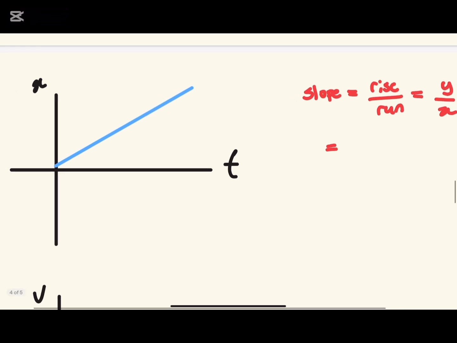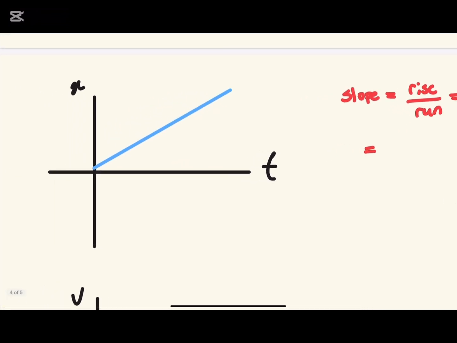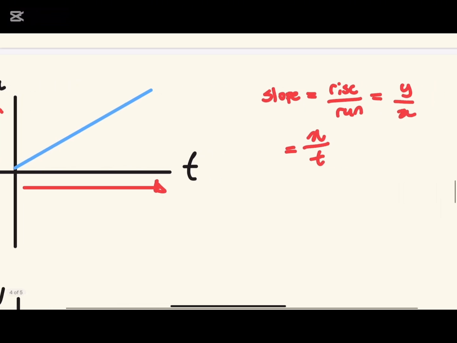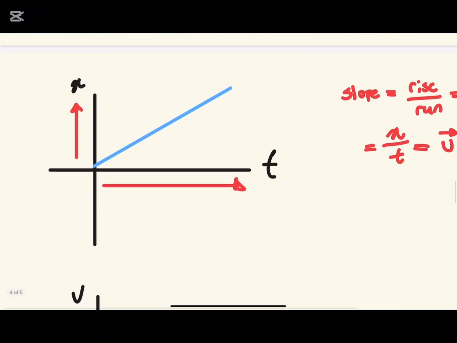So, what is the y? What is the rise here? The rise here is the x. And the run here is the time. And recognize how for every graph, the run will be time. And so x over t is a well-known formula, which is equal to the velocity, which means the slope is equal to the velocity.